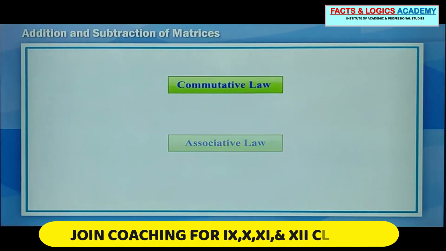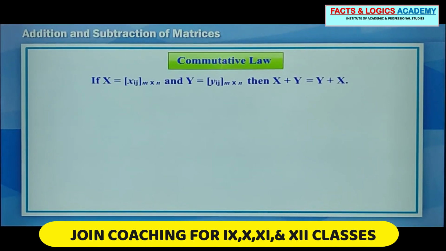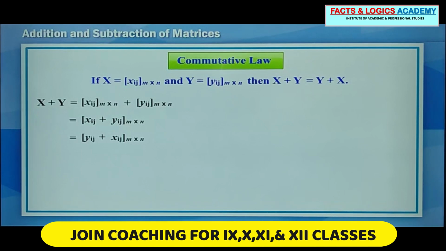First, we will look at the commutative law. If the matrices X and Y are of the same order M by N, then X plus Y is equal to Y plus X. When we add the matrices X and Y, we actually add the corresponding elements of the two matrices. We know that the addition of numbers satisfies the commutative property. Therefore, the sum of the elements can be written as shown, which in turn is equivalent to Y plus X.